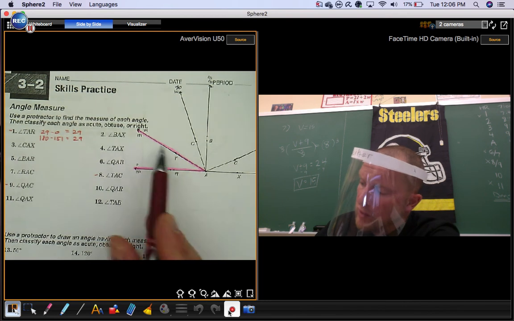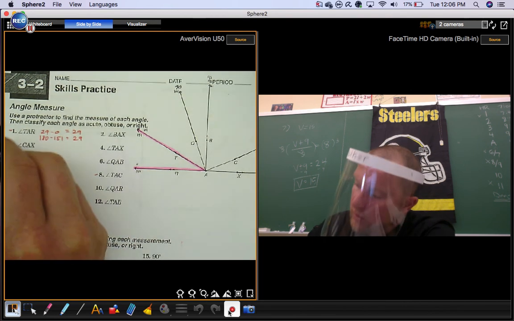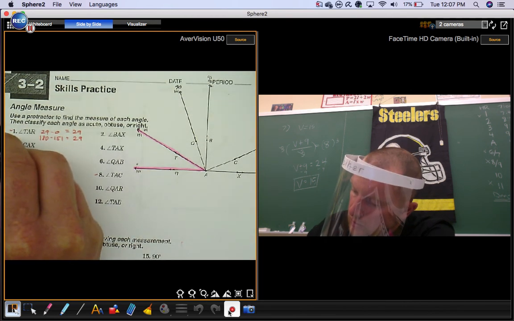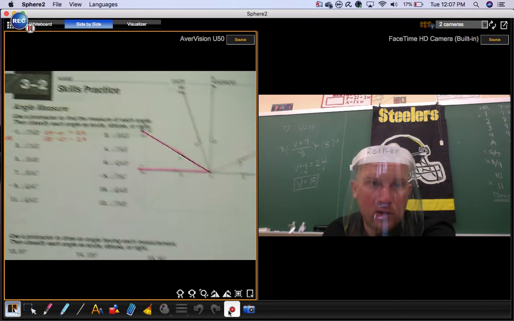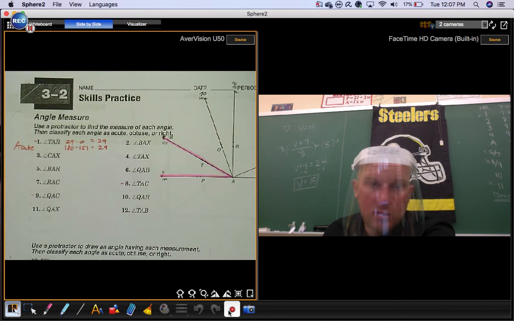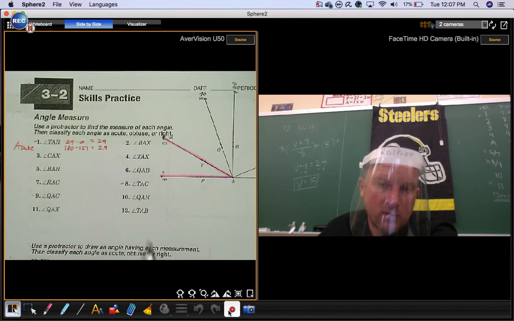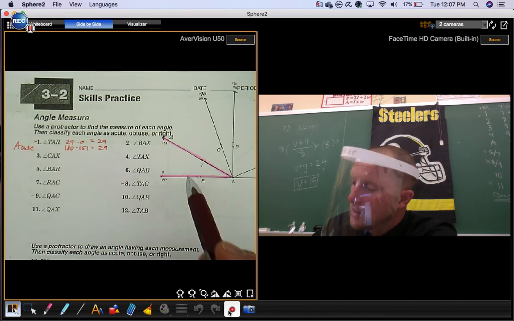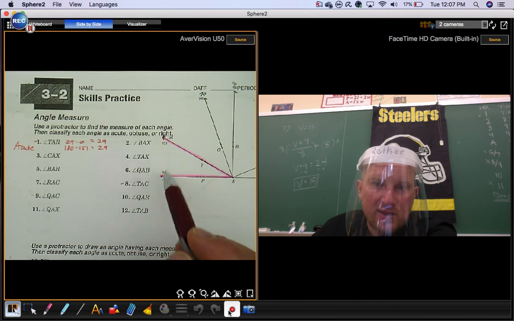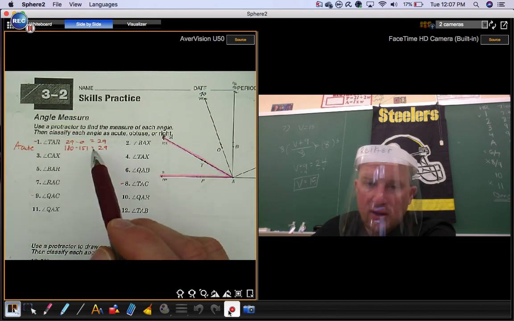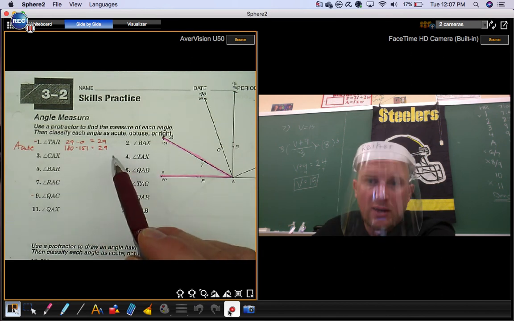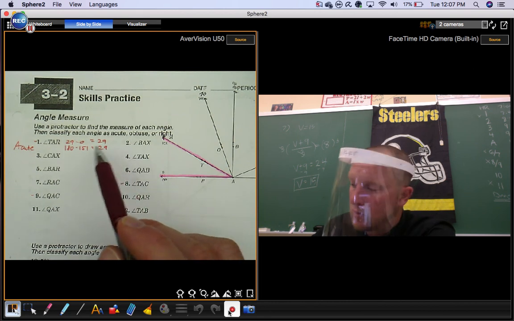Now, wouldn't you agree that this pink angle is acute? They wanted you to classify it as well. That's an acute angle for sure. Does it match up with the measure that you calculated? It does. Sometimes when you make a mistake using these scales, you get an acute angle that has an obtuse measure. So that's a good way to catch yourself.